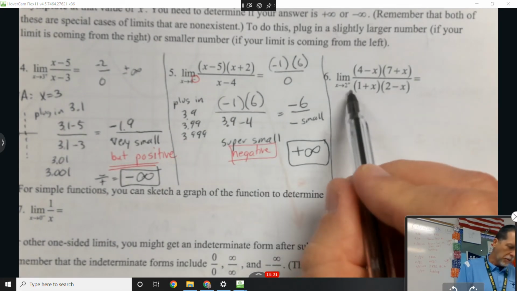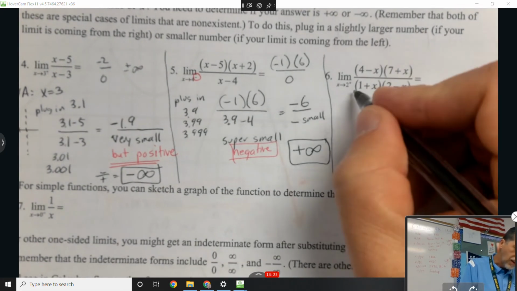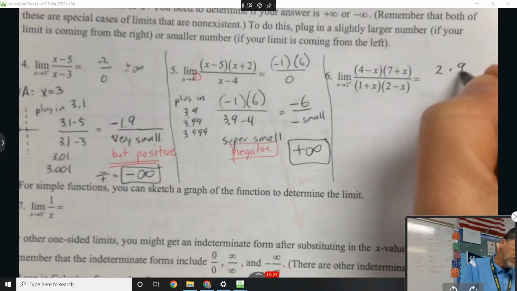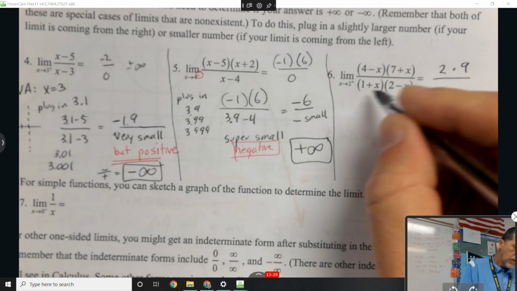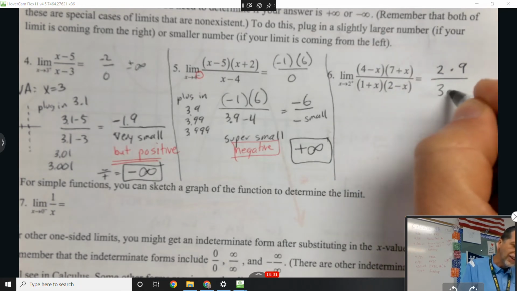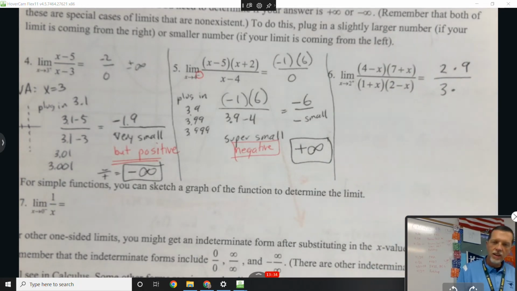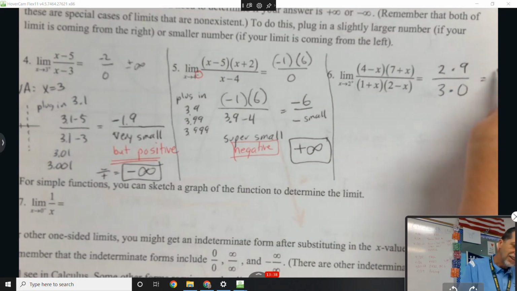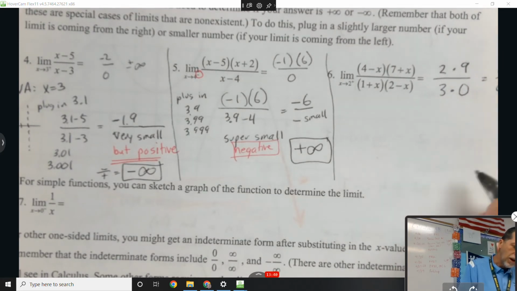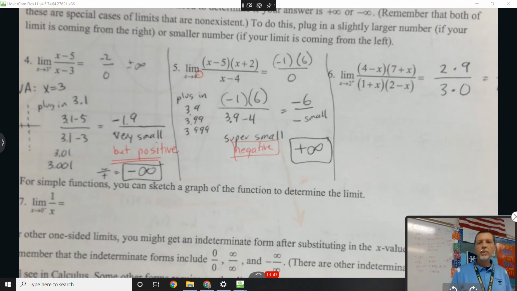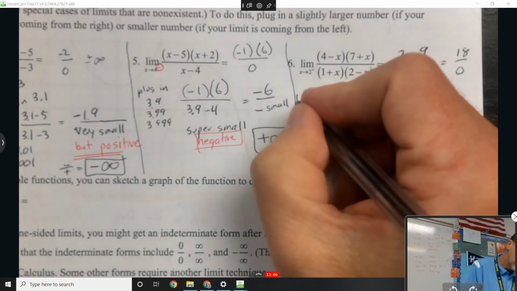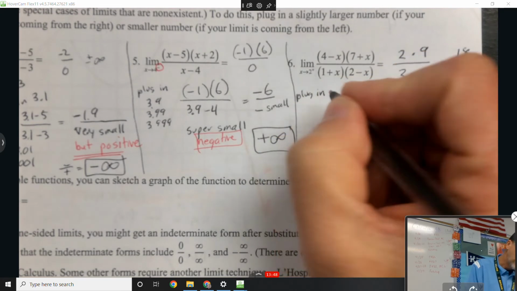Number 6. So what's that? Plug in 2. 4 minus 2 is 2. 7 plus 2 is 9. 1 plus 2 is 3. Everything's great on this one so far. 2 minus 2 is 0. So I'm headed toward infinity, but I don't know if it's positive or negative. I don't want to say yet.